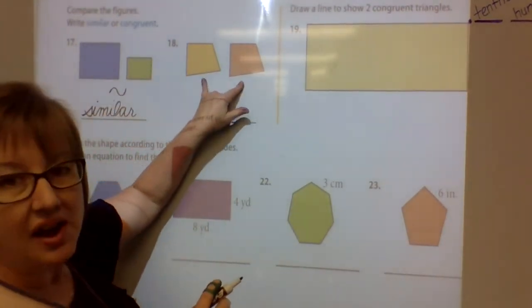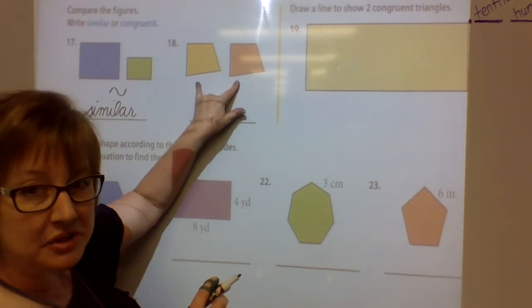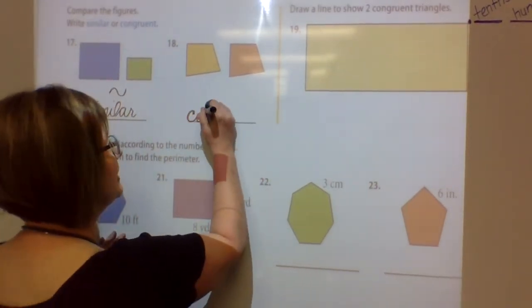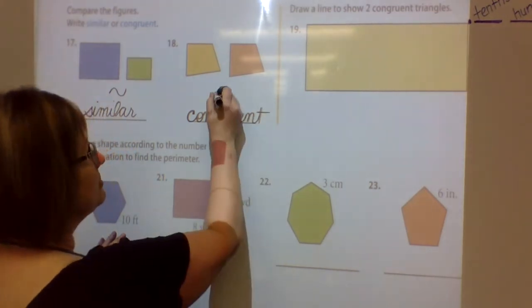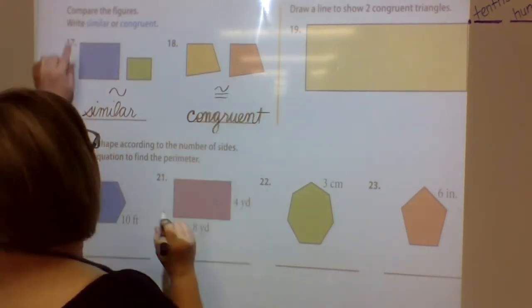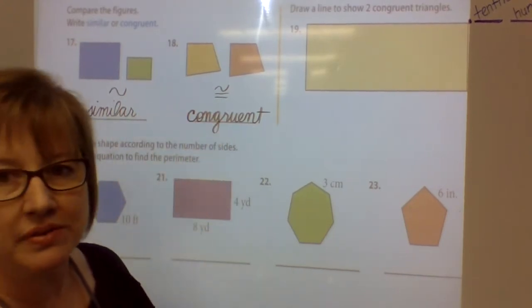These two are the same size and same shape, so we call them congruent. Fancy word for exactly the same. And remember the congruent sign, it didn't say you had to do that, but I'm just reminding us.